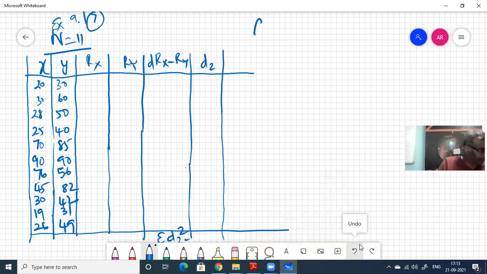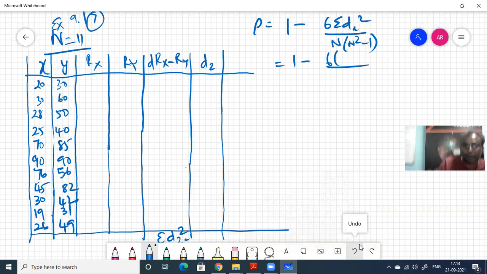Rho, Spearman's coefficient, is equal to 1 minus 6 into sigma D squared divided by n into n squared minus 1. N is 11. That is equal to 1 minus 6 into sigma D squared divided by 11 into 121 minus 1.